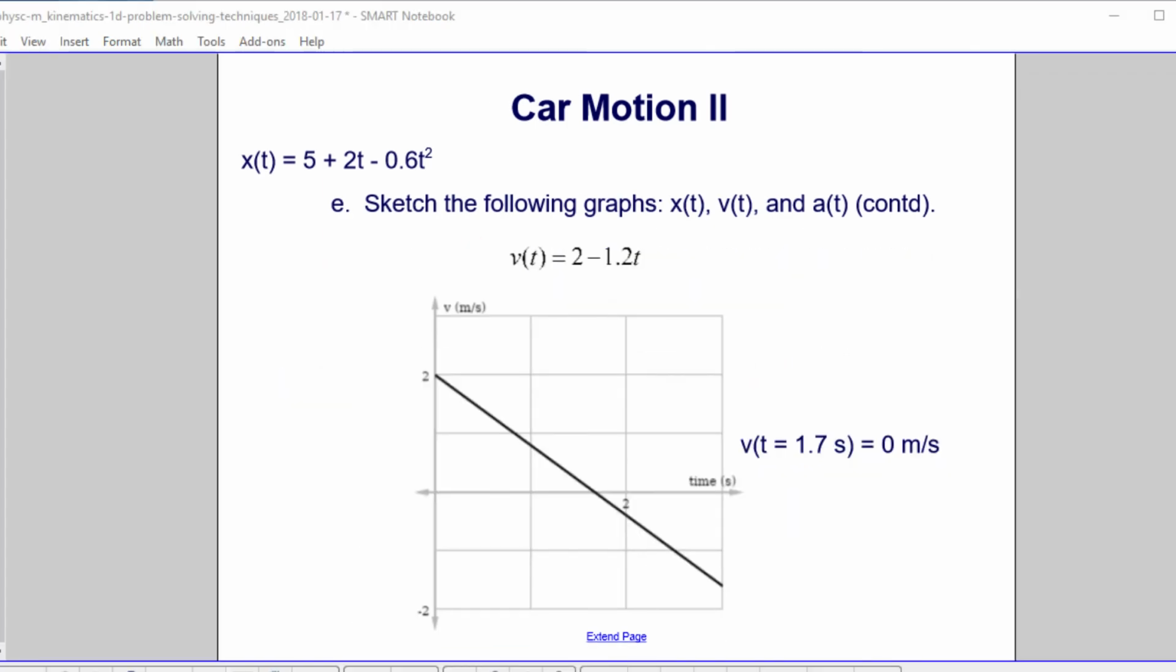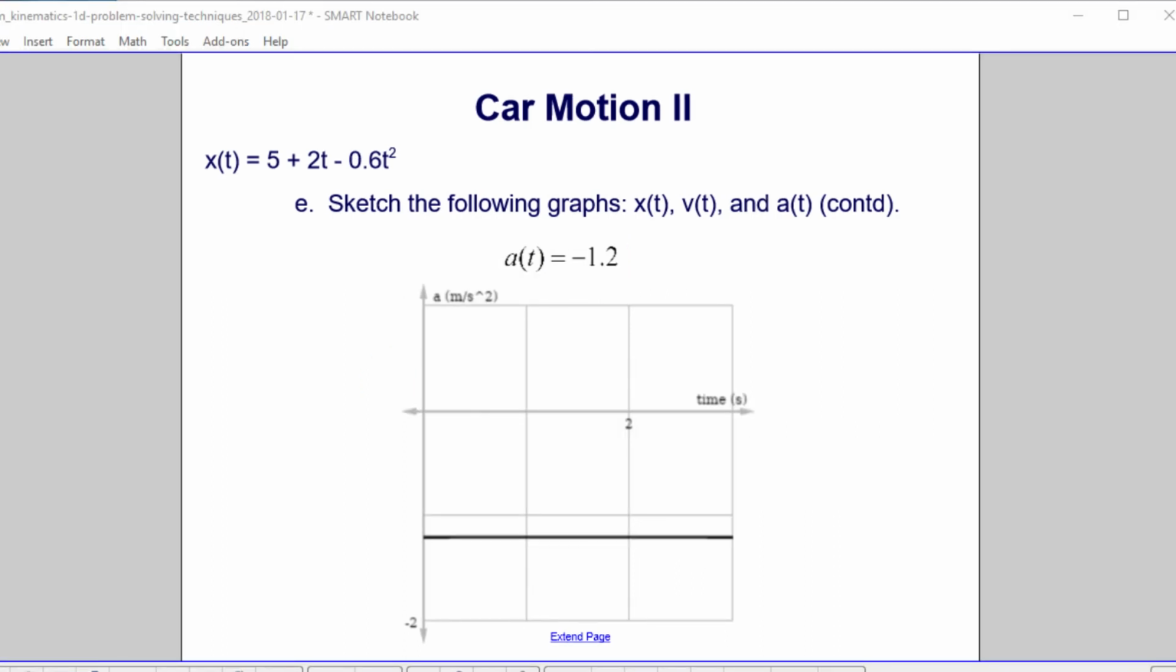We don't need a lot of discussion on this one, right? This is just a linear graph, 2 minus 1.2t, y-intercept of 2, slope of negative 1.2. And also, just to help draw it, we know that the velocity at t equals 1.7 seconds is 0 meters per second. So that's where we cross the x-axis.